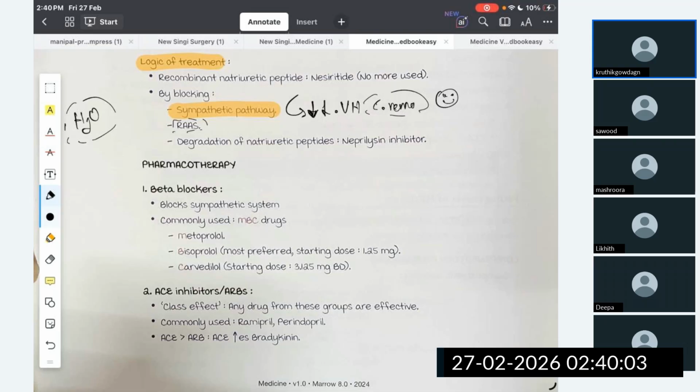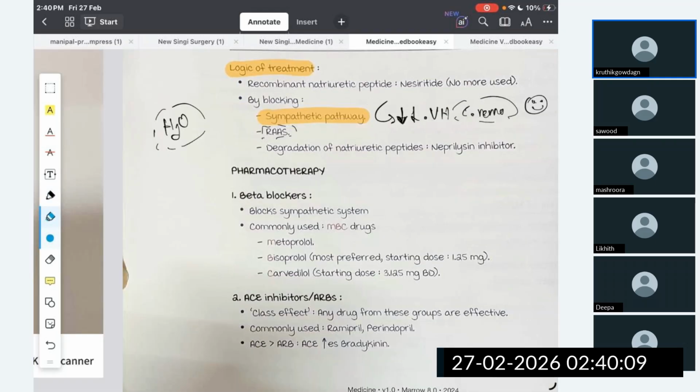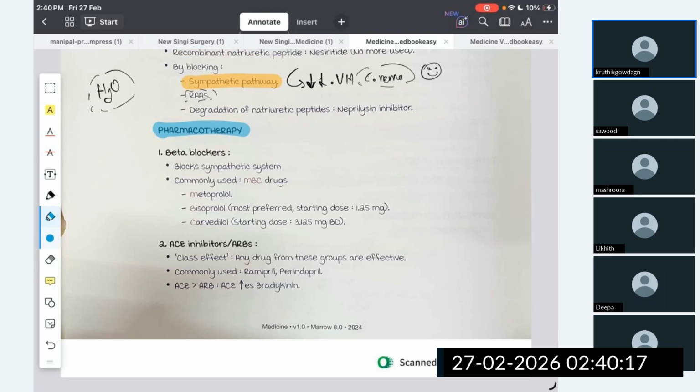What is the pharmacotherapy in case of heart failure? We have beta blockers. Beta blockers block the sympathetic system. Commonly used drugs are metoprolol, bisoprolol, and carvedilol. And also we have ACE inhibitors and ARBs. Any drug from these groups is effective, it is a class effect. The commonly used drugs are ramipril and perindopril. ACE inhibitors are more preferred than ARBs, because ACE inhibitors increase bradykinin, which causes vasodilation.